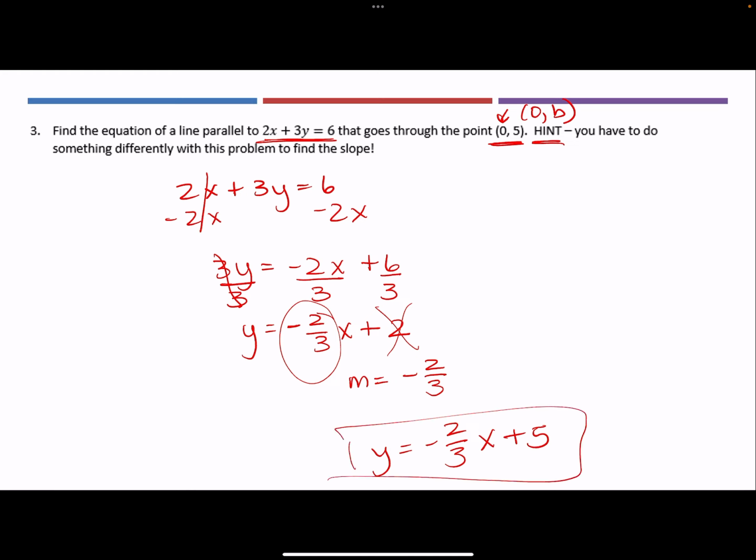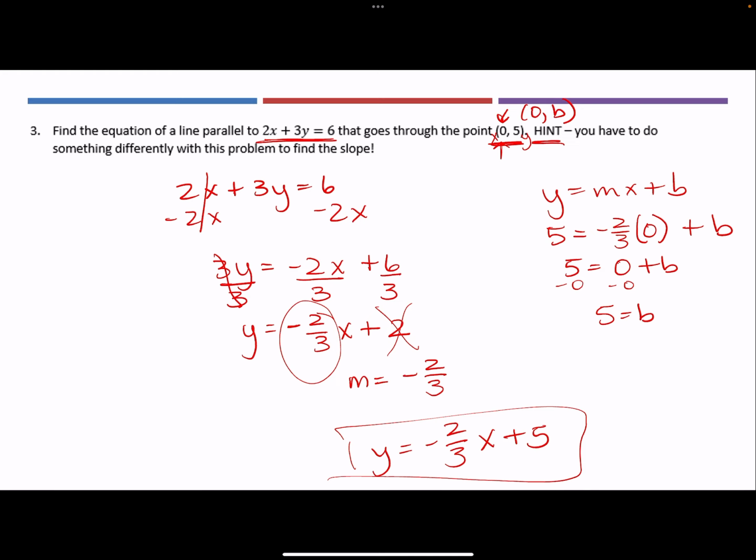And if you don't trust me, we could plug in y equals mx plus b. My y value is 5. My m is negative 2/3. My x from the point is 0, plus b, right? So I use the 5 for y and the 0 for x. Now, negative 2/3 times 0 is 0. Solve for b. Subtract 0, so 5 equals b. But again, I don't really have to do that plugging in work because if I notice 0, a number, that's my b, it can just go right into that equation.